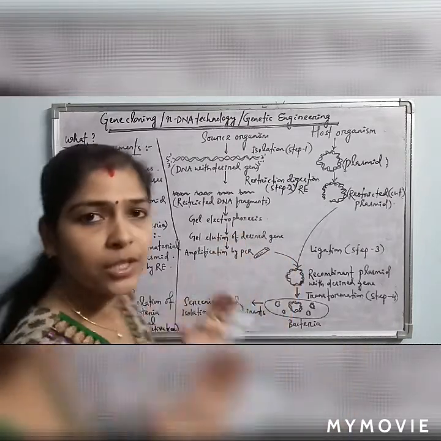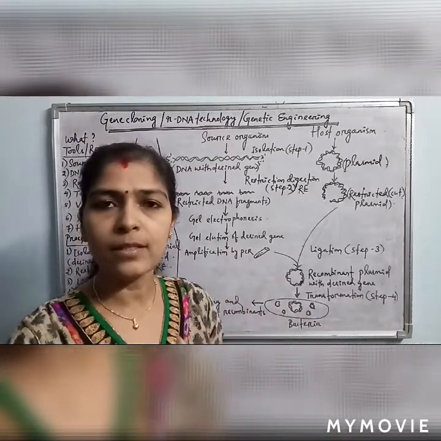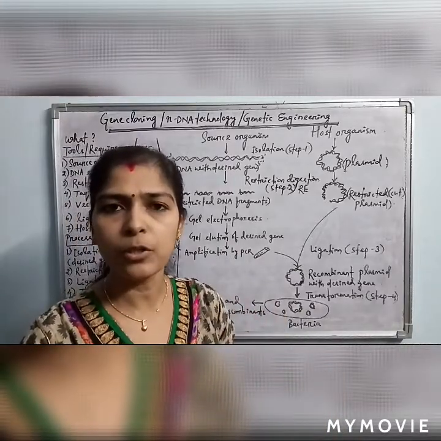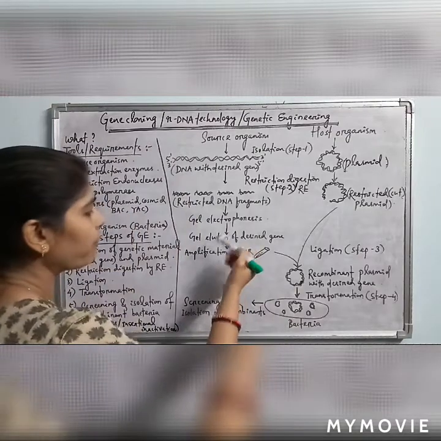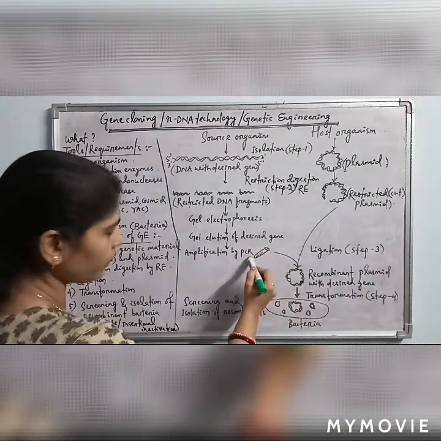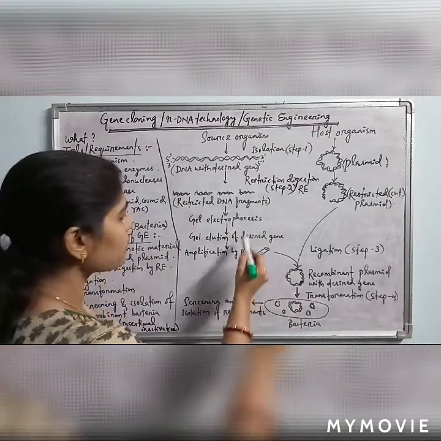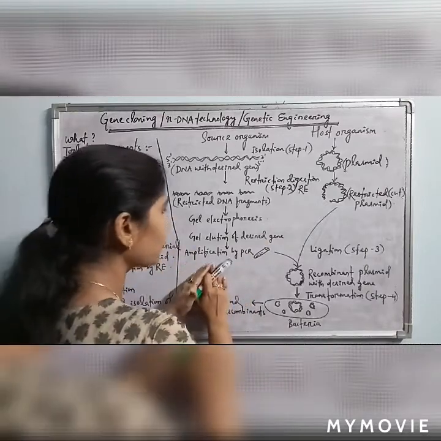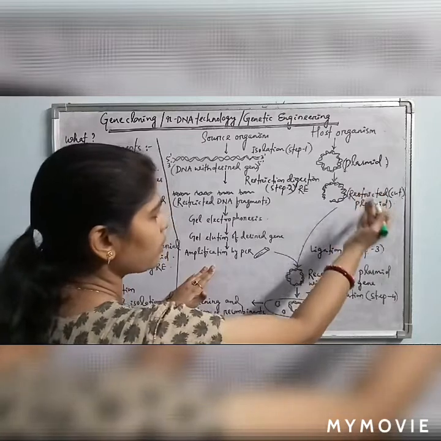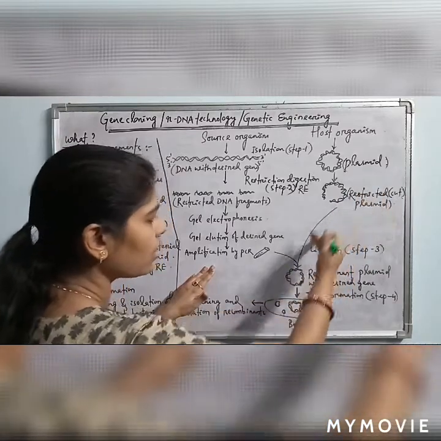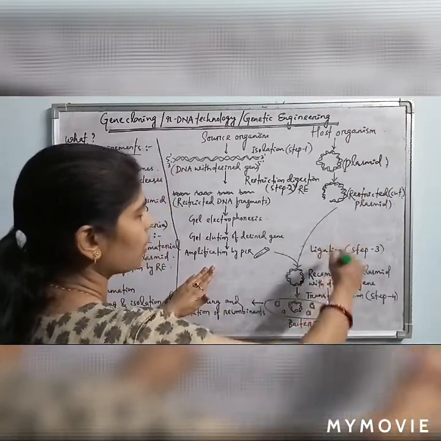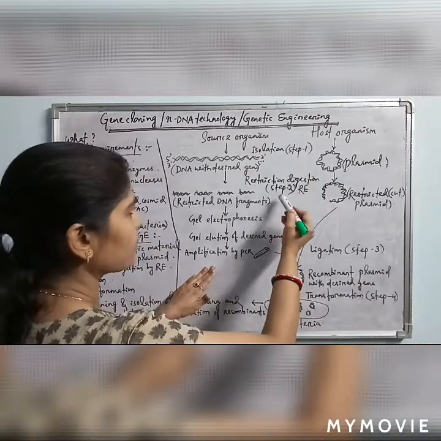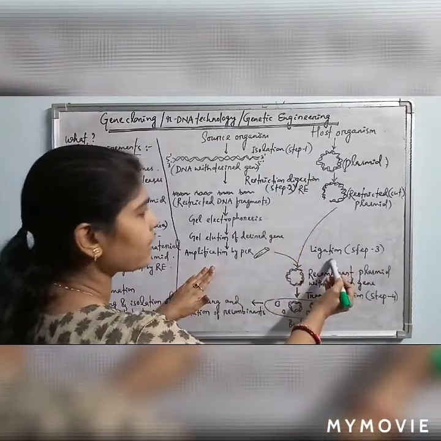Now the desired gene is available with us, and it may be in a very small number, so it is amplified by PCR, polymerase chain reaction. Now this desired gene is present in a vast amount, and it can be ligated with the restricted plasmids. This is the third step, ligation. Step 1 is isolation, the second is restriction digestion, the third is ligation of the both.